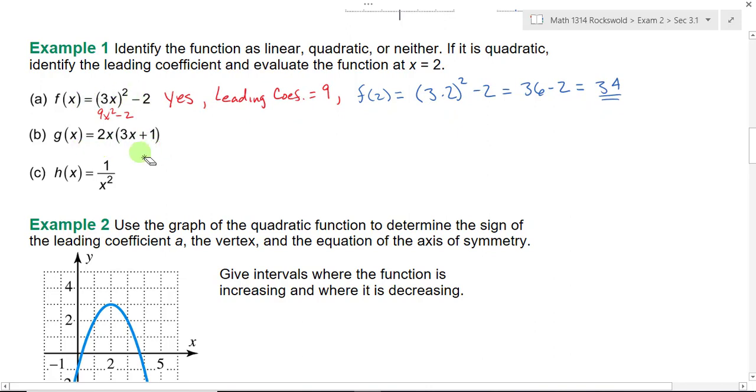Is b a quadratic function? Multiply. If I distributed this 2x squared, this 2x, what I would have is 6x squared plus 2x.